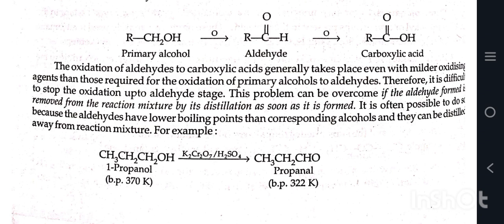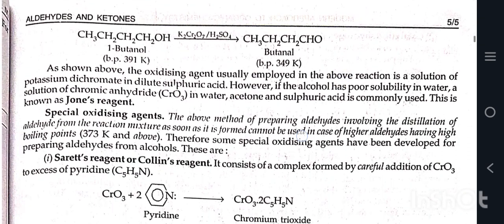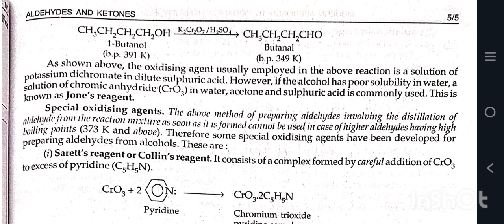For example, 1-propanol, whose boiling point is 370 Kelvin, reacting with K2Cr2O7 and H2SO4 gives propanal, whose boiling point is 322 Kelvin. Another example is 1-butanol, whose boiling point is 391 Kelvin, on oxidizing with the reagent K2Cr2O7 and H2SO4 gives butanal, whose boiling point is 349 Kelvin. As shown above, the oxidizing agent usually employed in this reaction is a solution of potassium dichromate in dilute sulfuric acid. However, if the alcohols have poor solubility in water, a solution of chromic anhydride CrO3 in water, acetone and sulfuric acid is commonly used. This is known as Jones reagent.